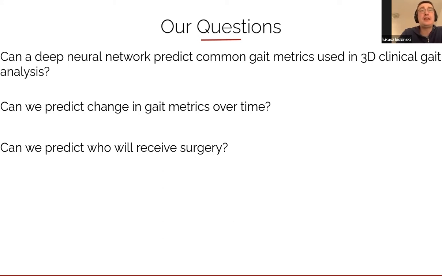Another use case that we could imagine is predicting if a subject needs a surgery or not. We would like to allow parents, for example, in remote locations where they don't have access to a gait lab, to just run these algorithms and predict if a subject needs a surgery or not.